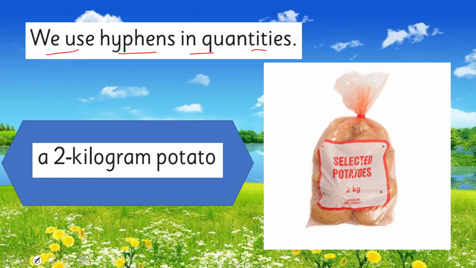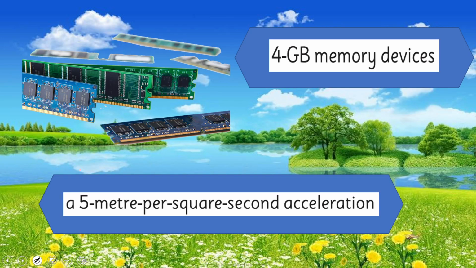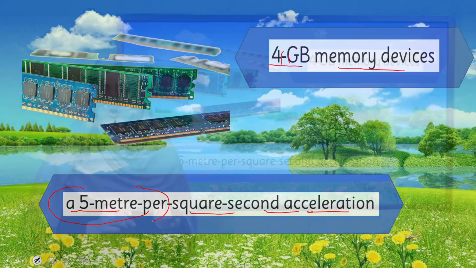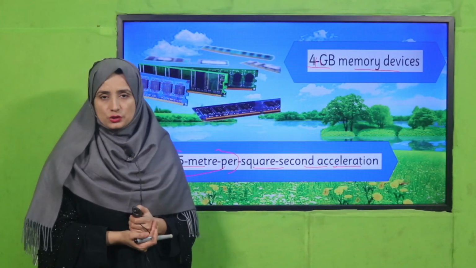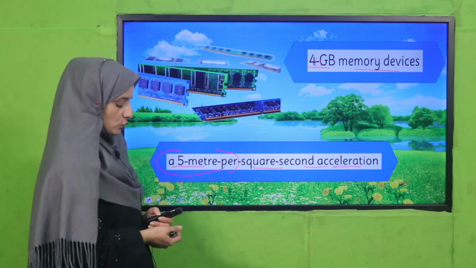Next, we use hyphens in quantities like 2-kilogram potatoes. See there, I have used a hyphen. You can see 4-GB memory devices, and 5-meter-per-square-second acceleration. Is it clear? In this way, we can use hyphens when we are showing quantities, different grams in the shape of quantity, to make it clear. Have you got that, my dear students?